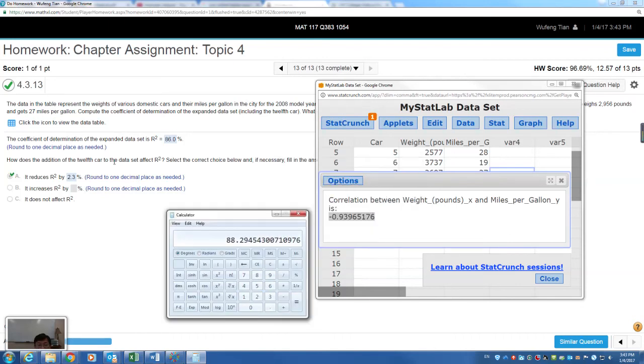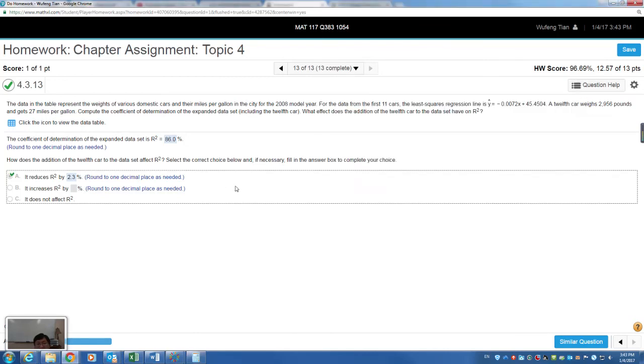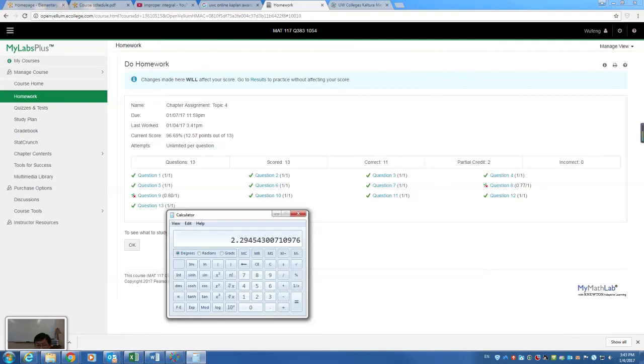Okay. The one with the additional car is 86. So from 88 to 86, it actually reduced. Right? If you don't have the 12th car, it's 88. Now you add the 12th car, it's 86. So it's reduced by 2.3. Okay, so that's how I do this. This is the end of topic 4. I think I explained almost all of the problems. So if you have questions on topic 4, just let me know.